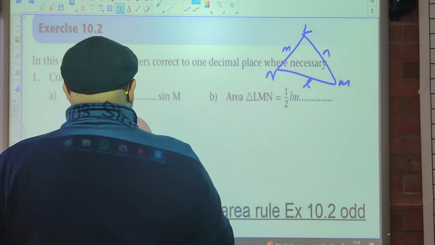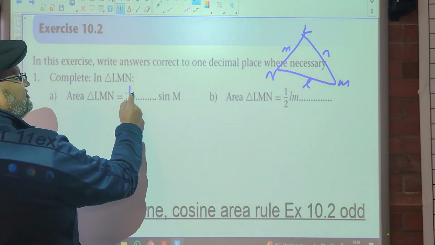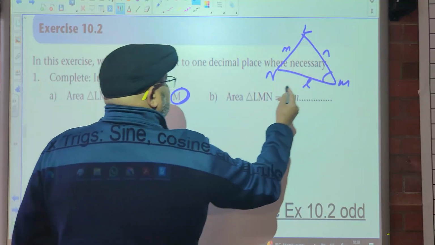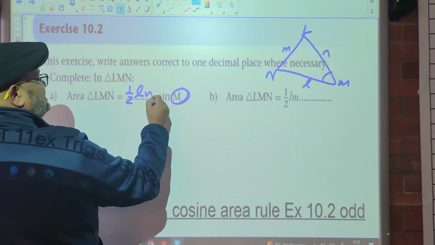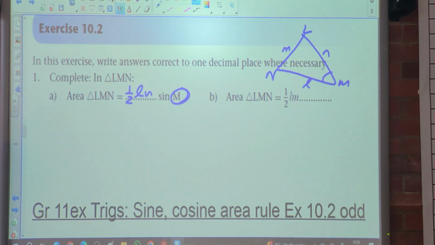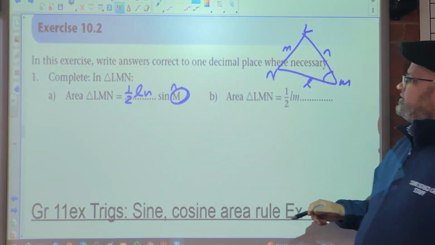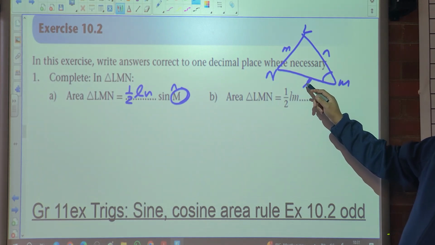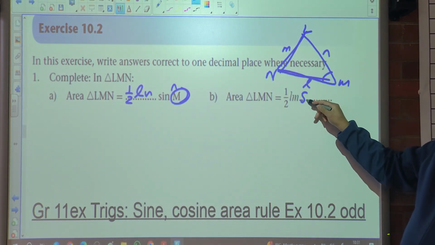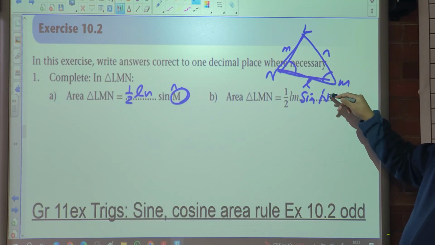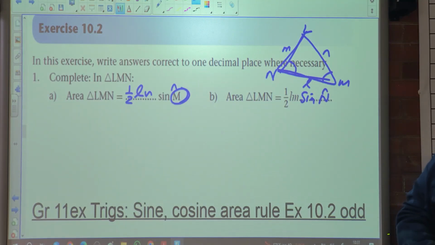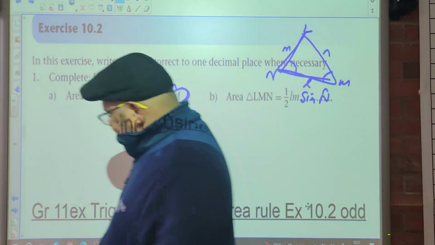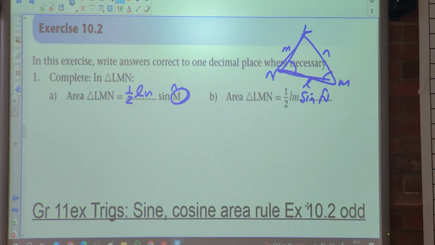So the area of triangle LMN is equal to half, if you got angle M, it's going to be half Ln sine M. Can you see that? That is now angle M. Or if we got, in the other case, half Lm, we got that and we got that, so it will be sine of angle N. And why? Because the angle N is the included angle. You all agree with that? Any confusion? No.